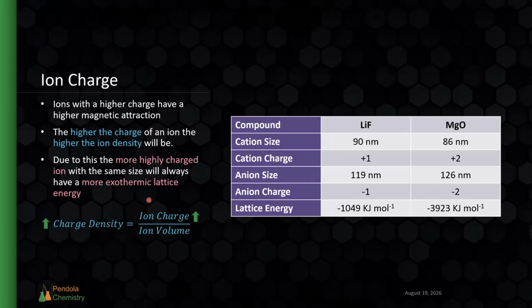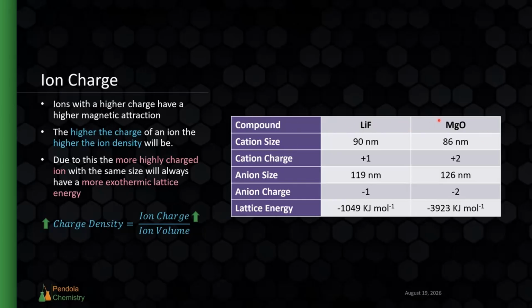With ion charge, remember that when we talk about charge density, charge is the numerator in the equation. As the ion charge goes up, so will the charge density, and the lattice energy will get more exothermic. As the ion charge increases, we have more attraction. They're stronger magnets, the ions. And so the lattice gets more stable and has a higher lattice energy.